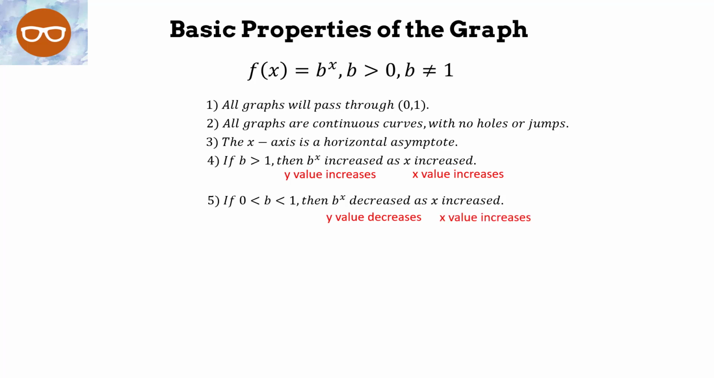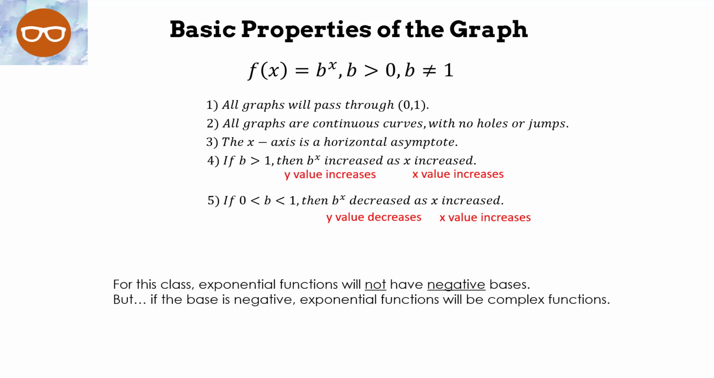For some of you, some words may be new. For instance, all graphs are continuous curves. That means that when we draw the curve, we do not lift our pencil. The x-axis is a horizontal asymptote. Well, horizontal asymptote means that our graph will never pass the x-axis. For this class, exponential functions will not have negative bases, but if the base is negative, exponential functions will be complex functions.